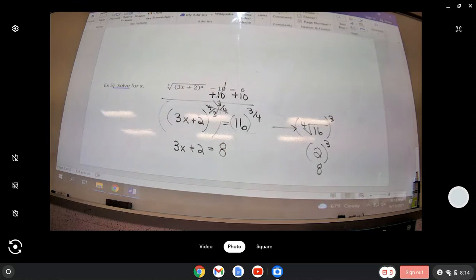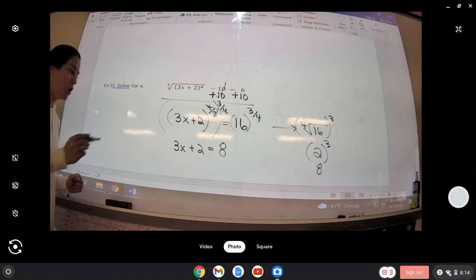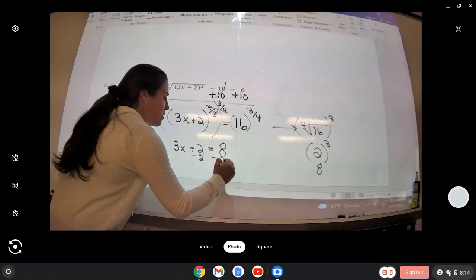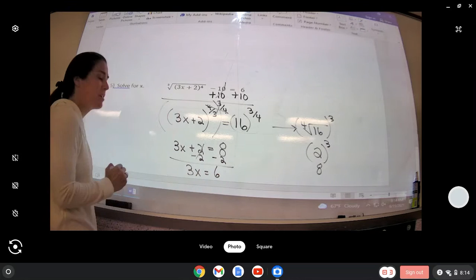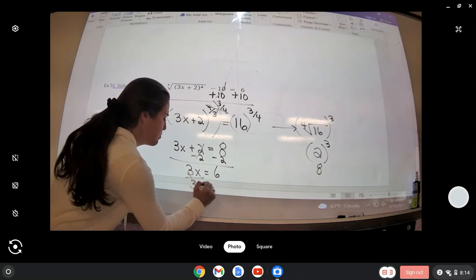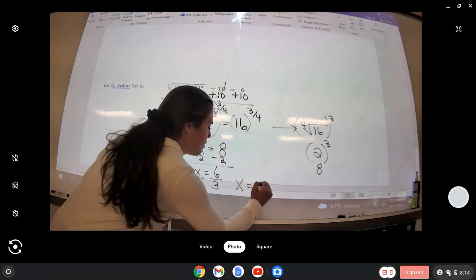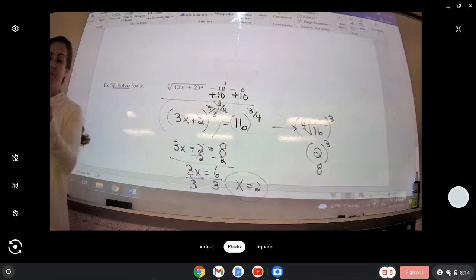So that equals 8. And now we're just left with this hopefully very nice equation. So I'll minus my 2. 3x equals 6. Divide both sides by 3. And x equals 2. And we're done.